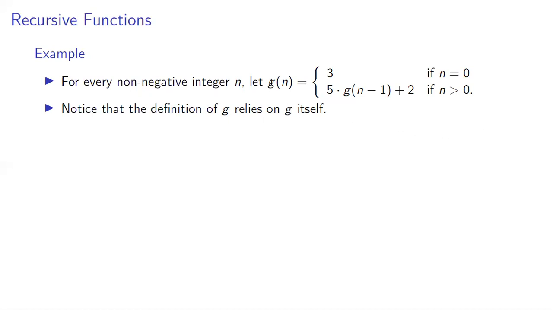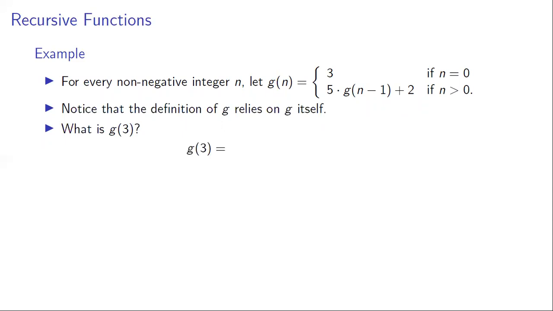In other words, in order to figure out g of n, I have to compute 5 times g of n minus 1 plus 2. So the point is, to compute g, I have to use g itself. Let's get a little practice with this function, get a feel for what it does. So what is g of 3?